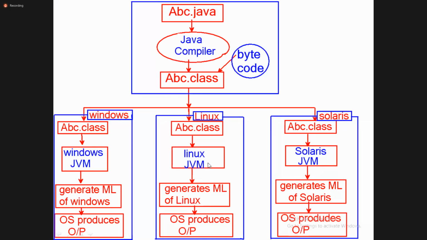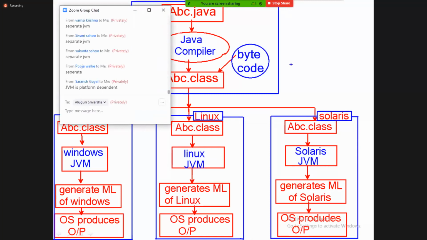Now I want to ask one question. Everyone try to answer. Tell me, I am taking another computer. In this computer, my operating system is HK operating system. I developed one new operating system.